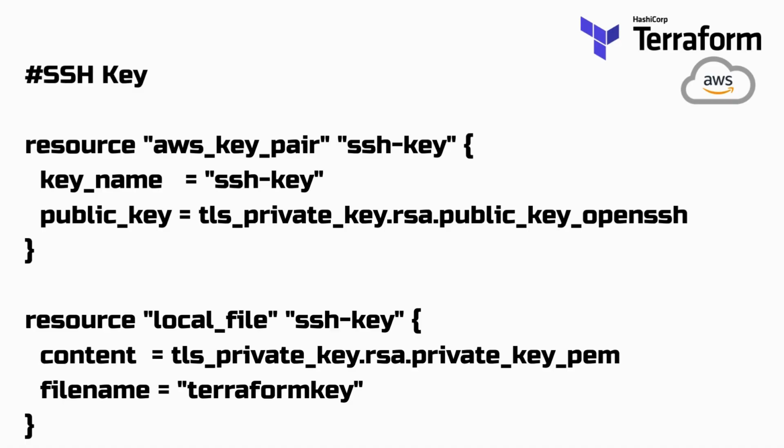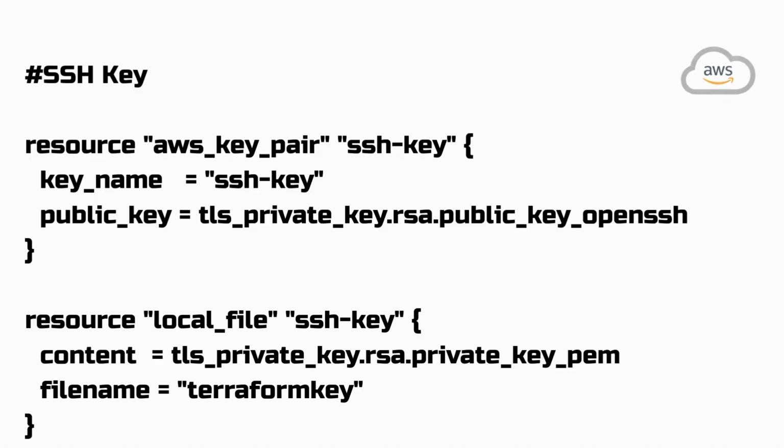Finally, I save the private key locally in a file called Terraform key. This file is what I'll use when I connect to my EC2 instance over SSH. By managing it in Terraform, I make sure the key that AWS is expecting and the key I have locally always match. One important note, since this file contains a private key, I need to be very careful with file permissions and security. Storing it securely is critical to avoid unauthorized access.